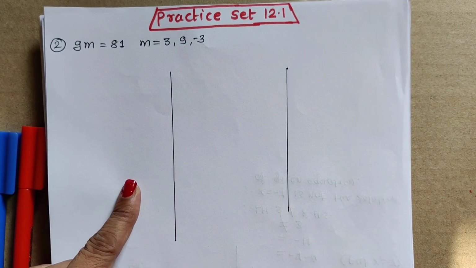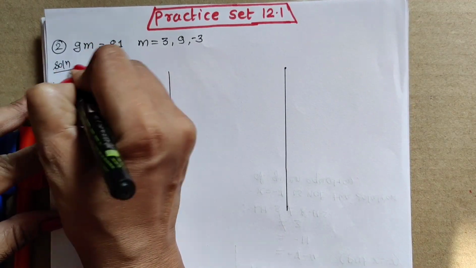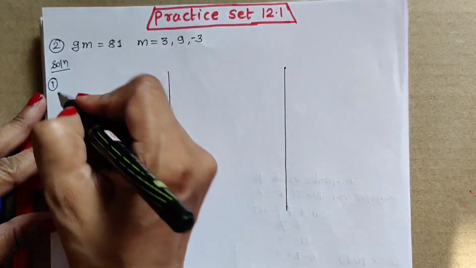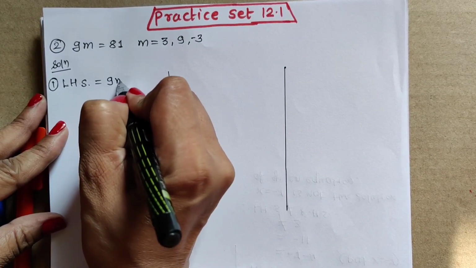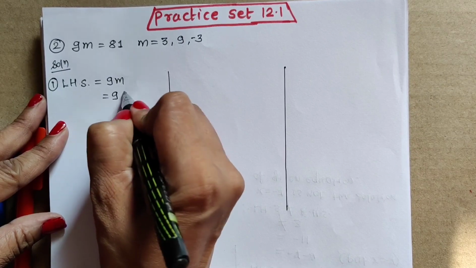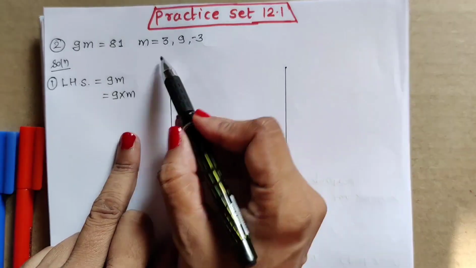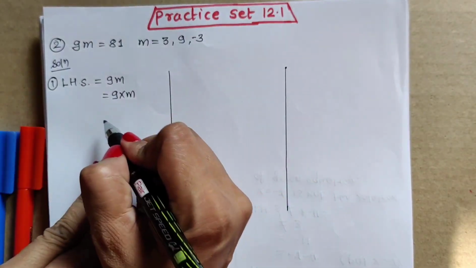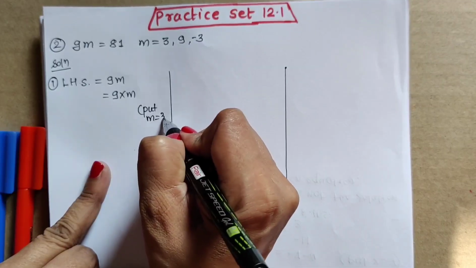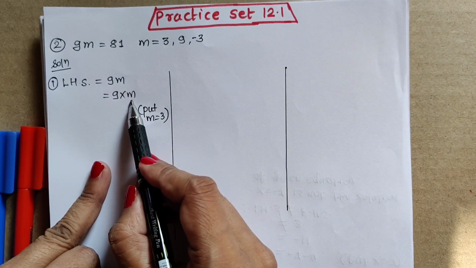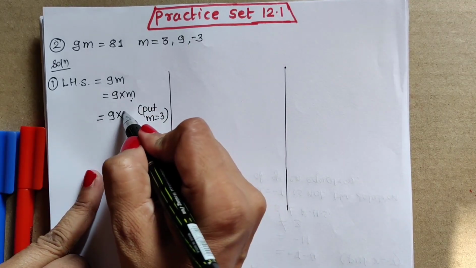So let us solve now. We will start our solution. For the first value of m, the left hand side of this equation is 9m. What is 9m? 9m means 9 multiplied by m. 9m is always 9 multiplied by m. Now we will put m is equal to 3 in our equation. So I am writing here, put m is equal to 3. In place of m we are going to write 3. Write 9 as it is, and in place of m I am going to write 3.